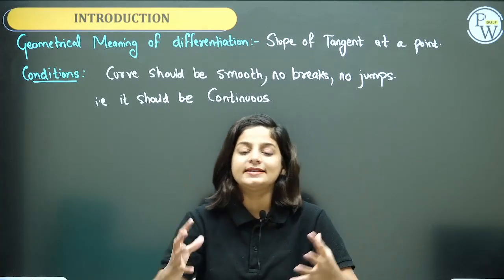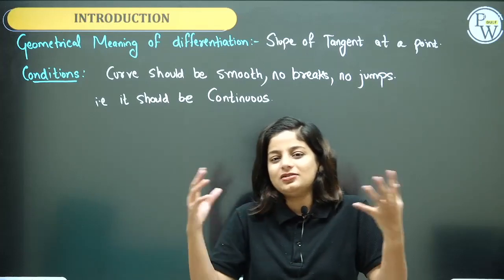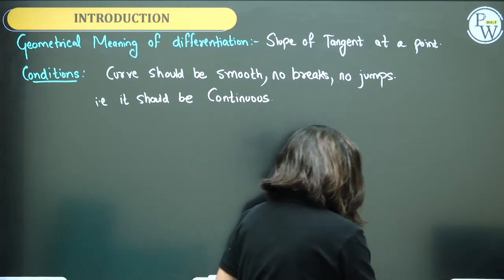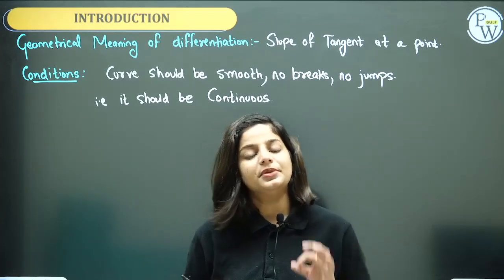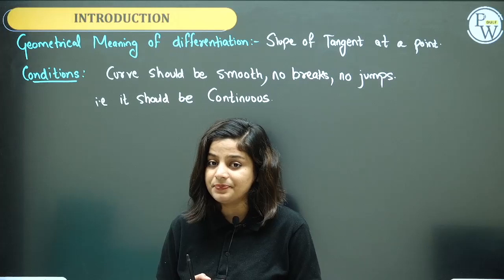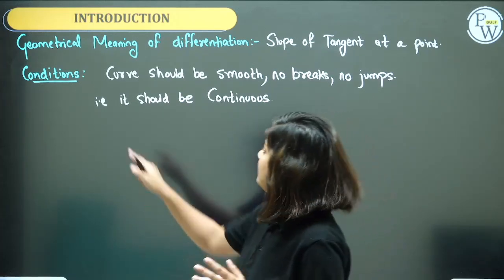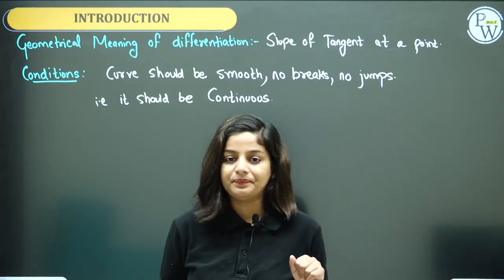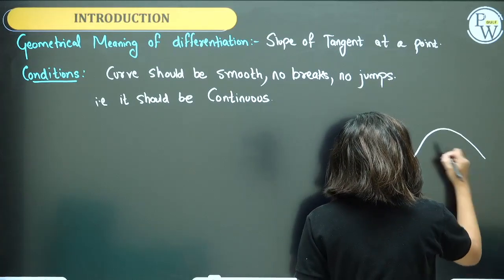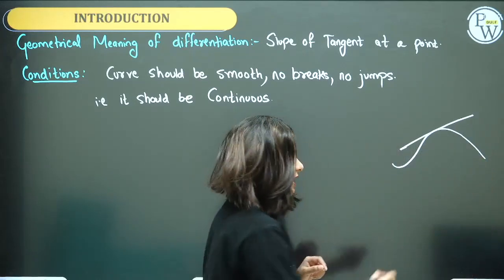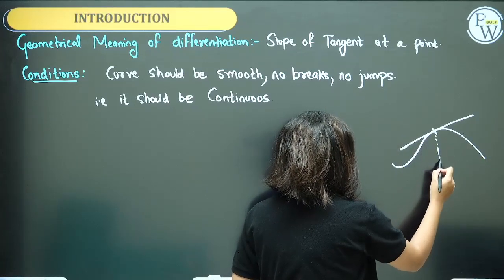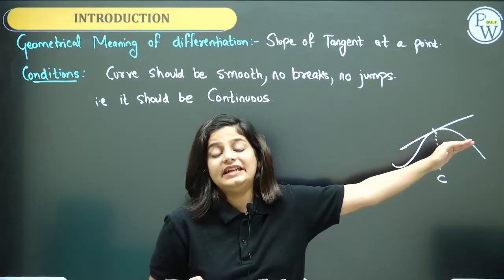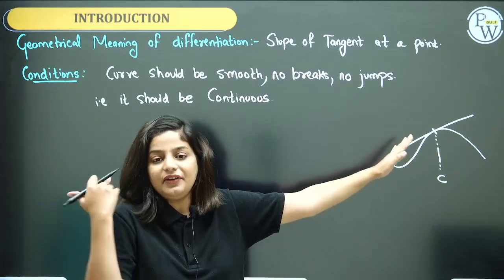Now, what is the origin? From where did this thought of continuity come into the picture? The people were already studying calculus. People were already differentiating functions. Differentiation, geometrical meaning you all must be knowing. It is nothing but the slope of a tangent at a point. There is a curve and you just draw a tangent at any given point. Let's say this is your point C. At this point you draw a tangent and try to find the slope of that tangent. It is nothing but the derivative.